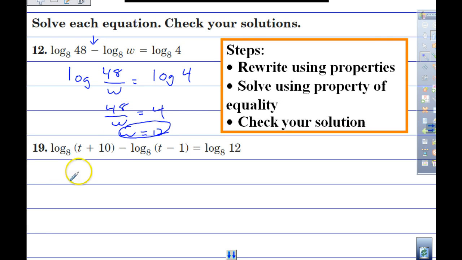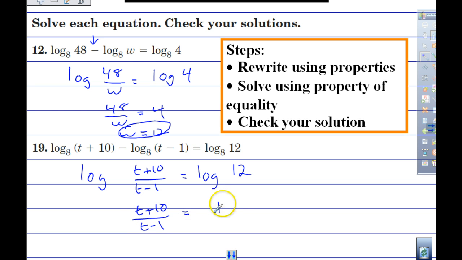19. Log of t plus 10 over t minus 1 equals log of 12. Log on both sides. T plus 10 over t minus 1 equals 12. And you already did the work on the warm-up. Letter B.